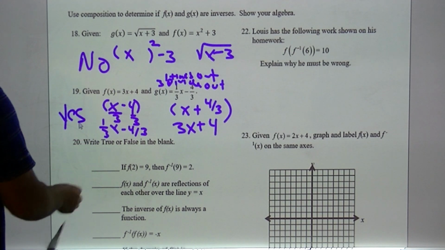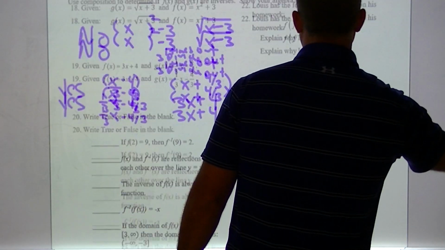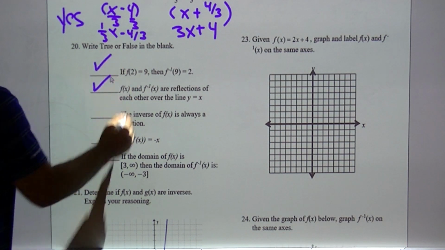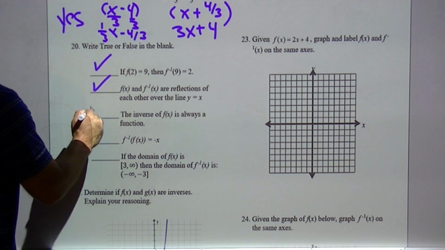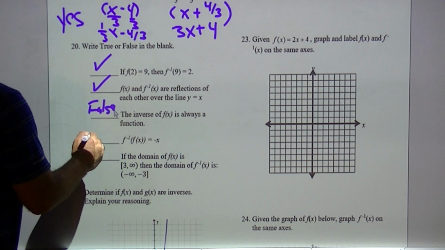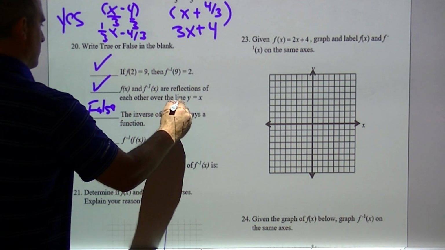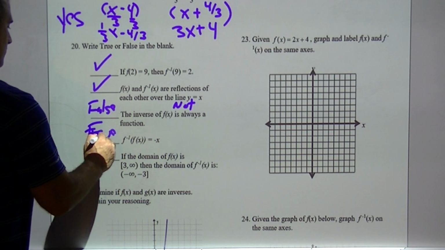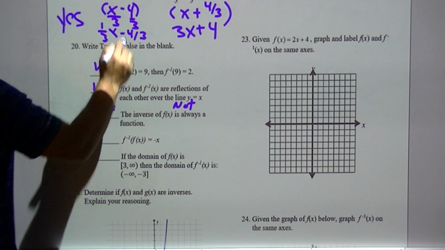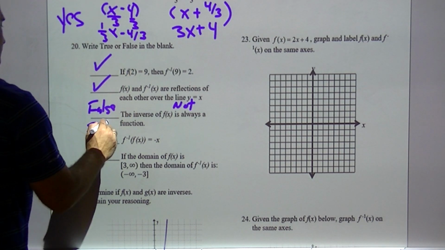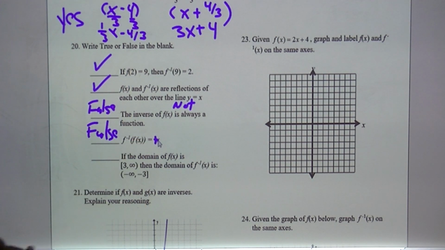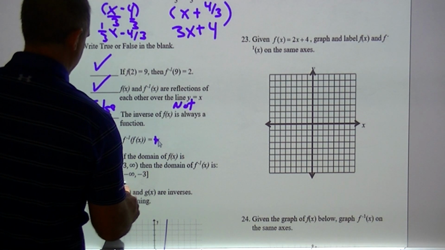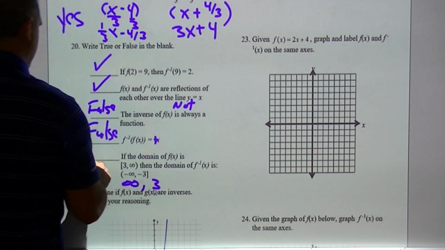Okay, so which ones are true? That would be true, this would be true. This would be false. They're not always. This would be true. I'm sorry, this would be false. Okay, this should be positive x. If the domain is this, then the range should just be infinity and 3. So this is also false.